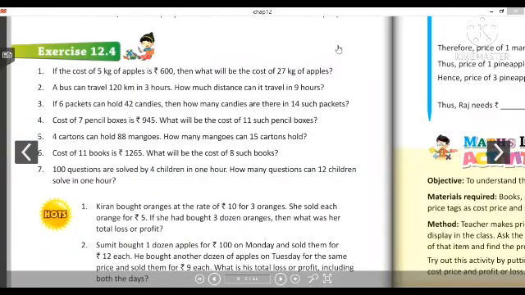Now the question number 7 says that 100 questions are solved by 4 children in 1 hour. How many questions can 12 children solve in 1 hour? So we should not get confused, we have nothing to do with 1 hour, what do we care about? Questions and children. 4 children solve 100 questions, so how many questions will 12 children solve?